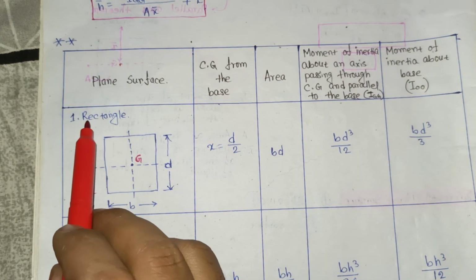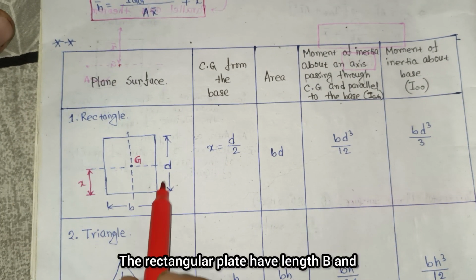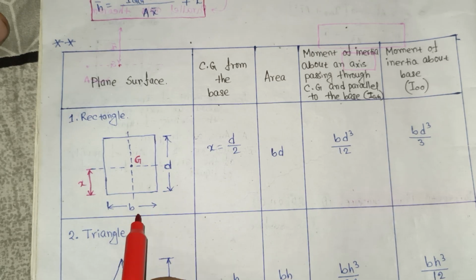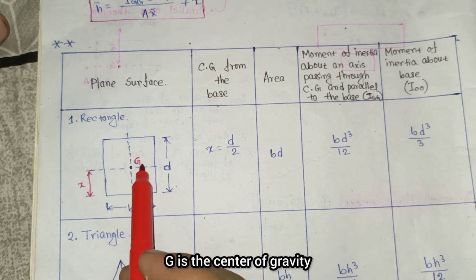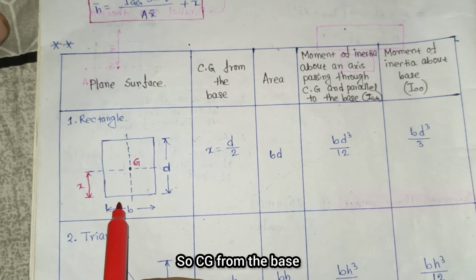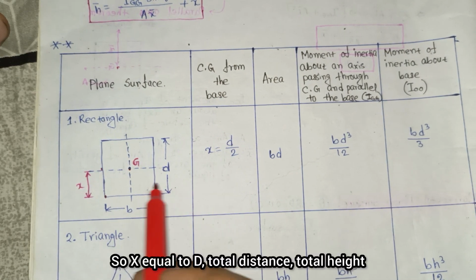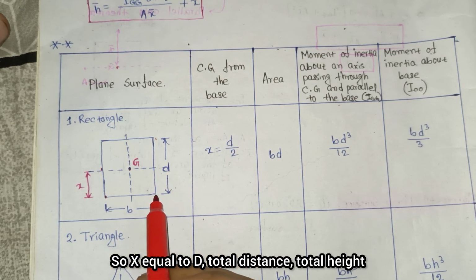Now first, this is the rectangle. Here the rectangular plate has length b and width or height h. So G is the center of gravity here. Now the center of gravity from the base, from here to here, this is x. So x is equal to d, the total height, divided by 2.